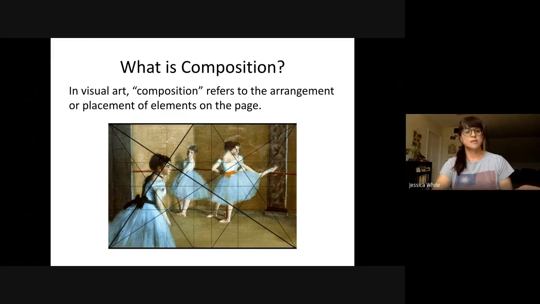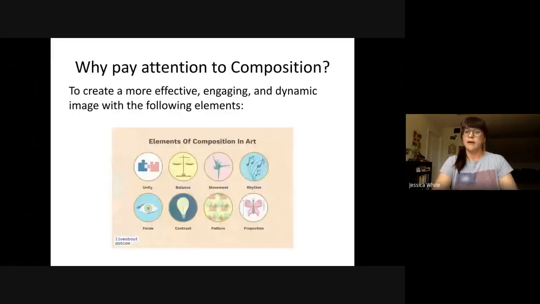So, what is composition? In visual art, composition refers to the arrangement or placement of elements on the page, the things that you draw, and where they are placed on the page, and what kind of an effect it has on the viewer. So, why should we pay attention to composition? Well, it's to help you create a more effective, engaging, and dynamic image. And you want to look for these following elements.